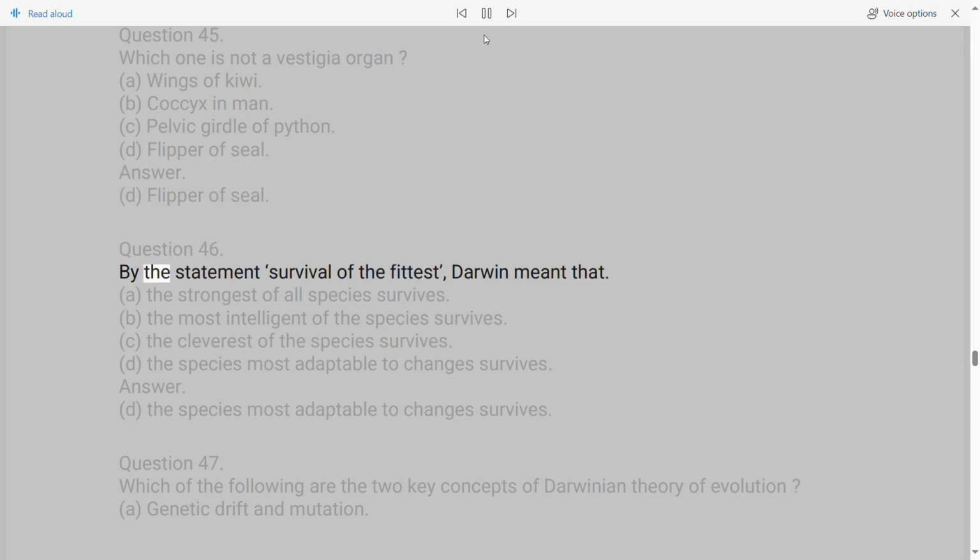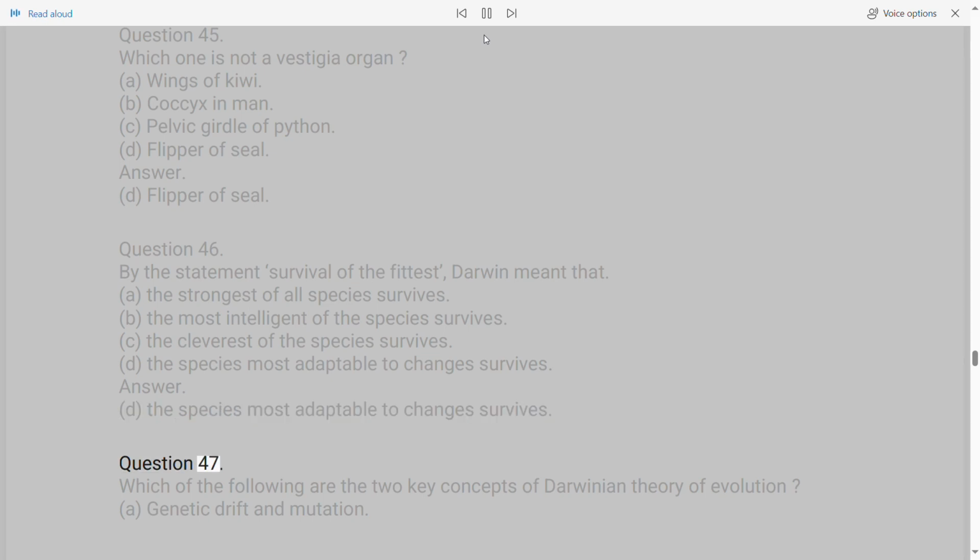Question 46. By the statement survival of the fittest, Darwin meant that A. The strongest of all species survives. B. The most intelligent of the species survives. C. The cleverest of the species survives. D. The species most adaptable to changes survives. Answer. D. The species most adaptable to changes survives.